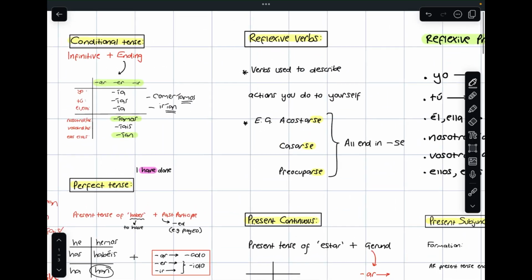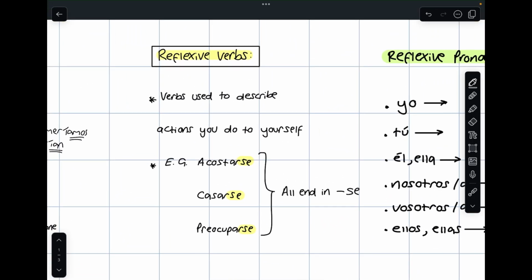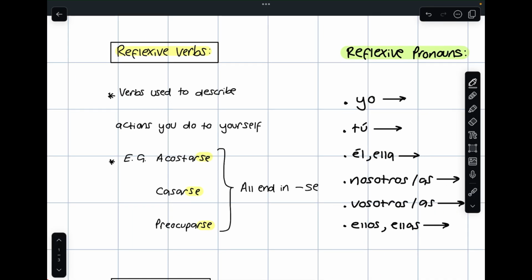Moving on now, we're going to start looking at reflexive verbs. So a reflexive verb is usually used to describe actions which we do to ourselves. Now we can easily identify a reflexive verb in Spanish because they will end in se. For example, we have acostarse, which means to go to bed. Now, these are very easy to describe in Spanish because they all end in se. For example, preocuparse means to worry, literally to worry oneself. Casarse means to get married or to literally marry oneself.